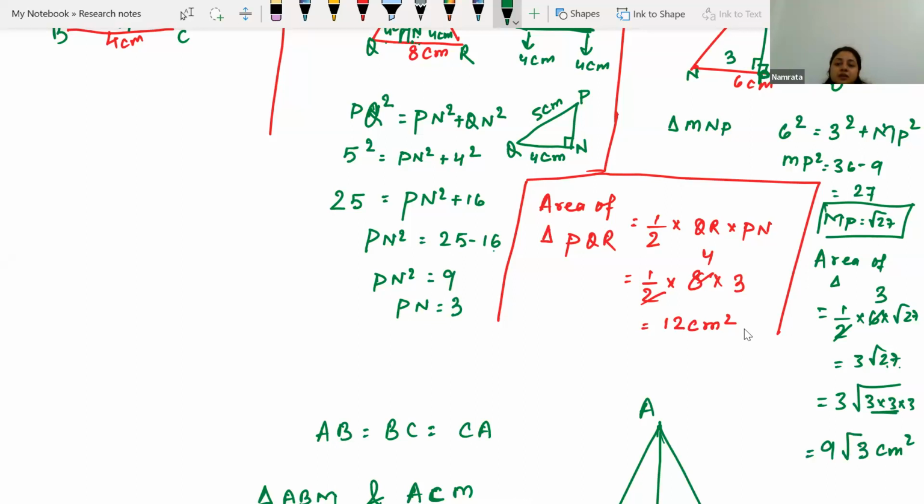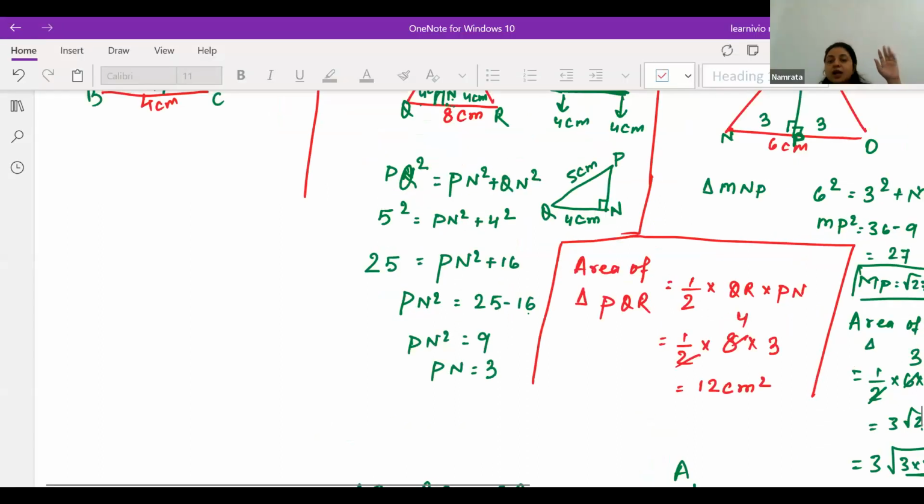Where are you facing confusion? We are just finding the height. We have a triangle where each and every side is given. What I want to show you is that in this triangle, just by using the older formula 1 by 2 into base into height, we can find the area. All the sides are given, so we can take any one of them as the base. Height is not given, so we drop a perpendicular and find the height.